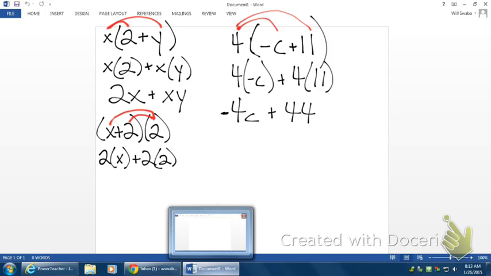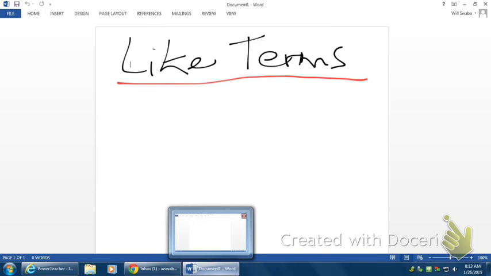Now, let's talk about like terms. I'm about to clear this, is that okay? Are these considered like terms? Yes, write this down. Are these considered like terms? Yes. Could I combine them?